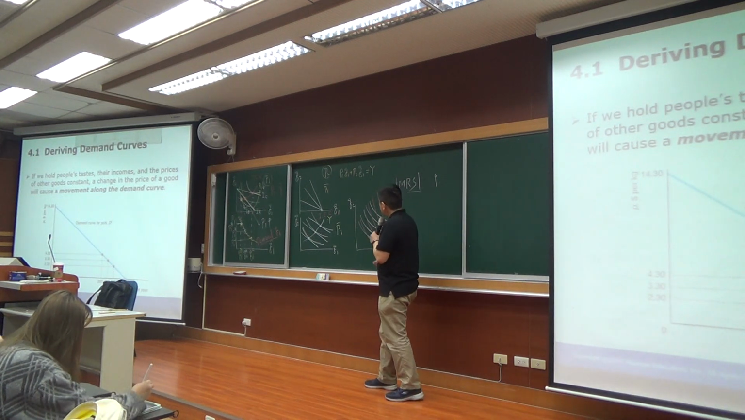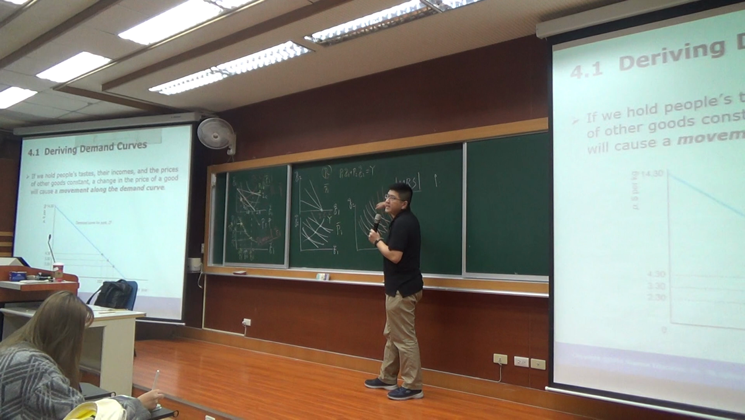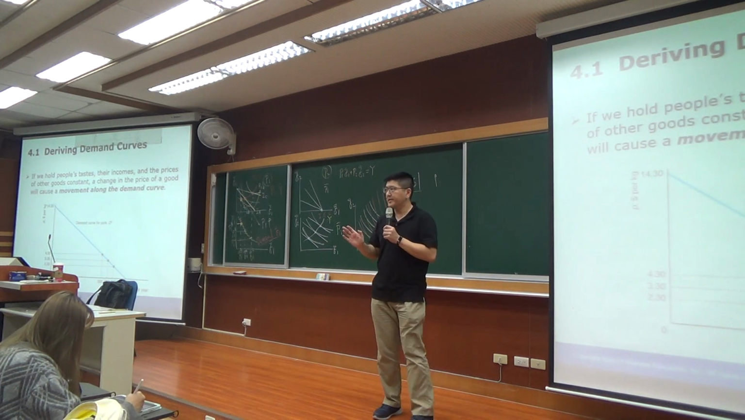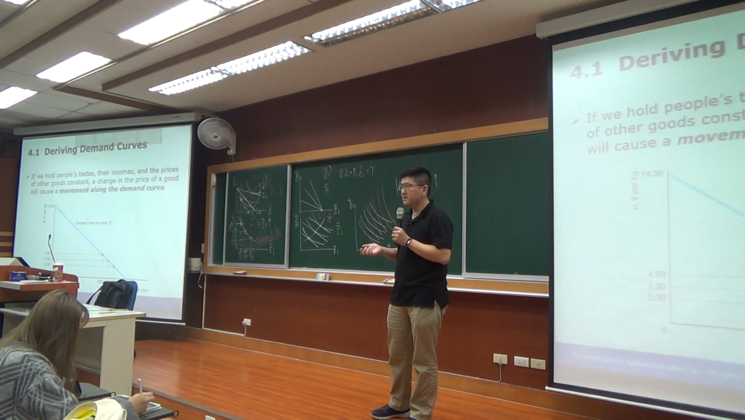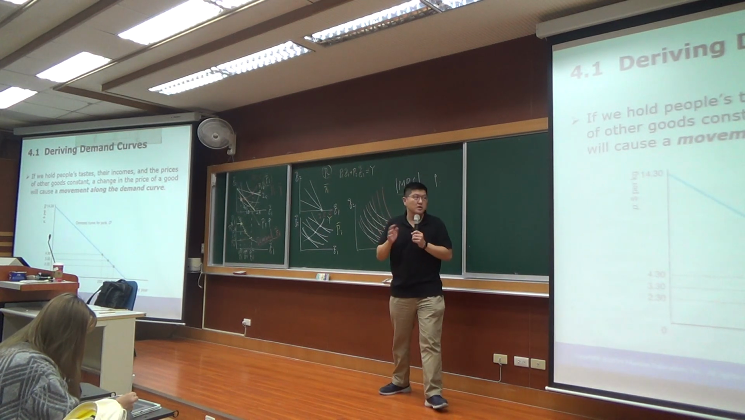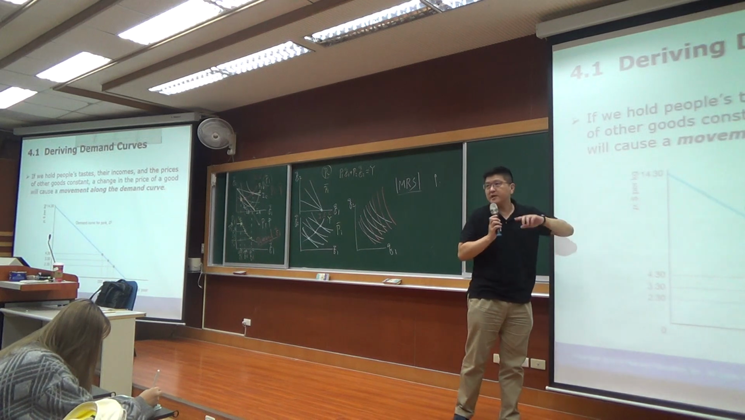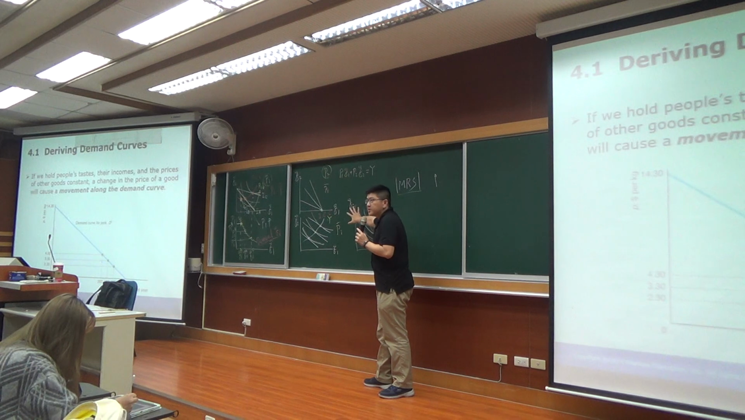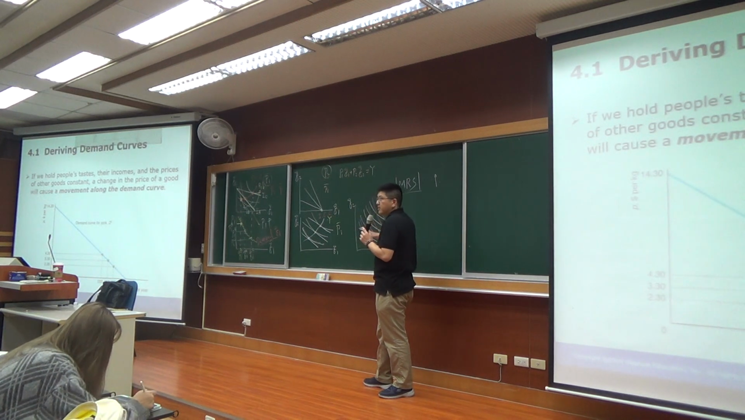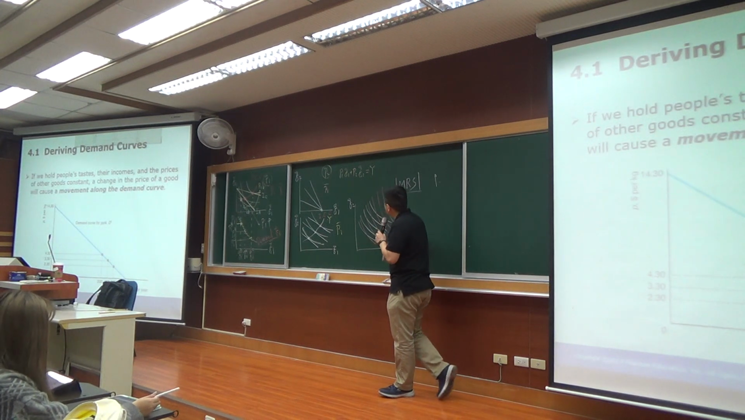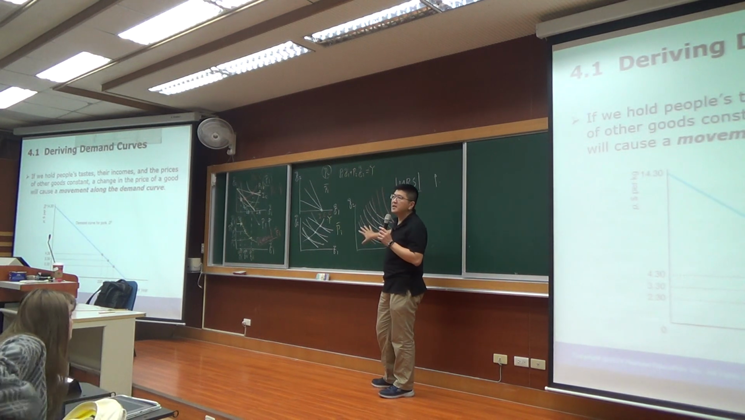So, given the white indifference curves or the red curves, they are different preferences. They are different tastes. But given a set of indifference curves, we said we just hold people's taste. Assume that the indifference curves are stable, so they remain the same shape, the same type. Okay?